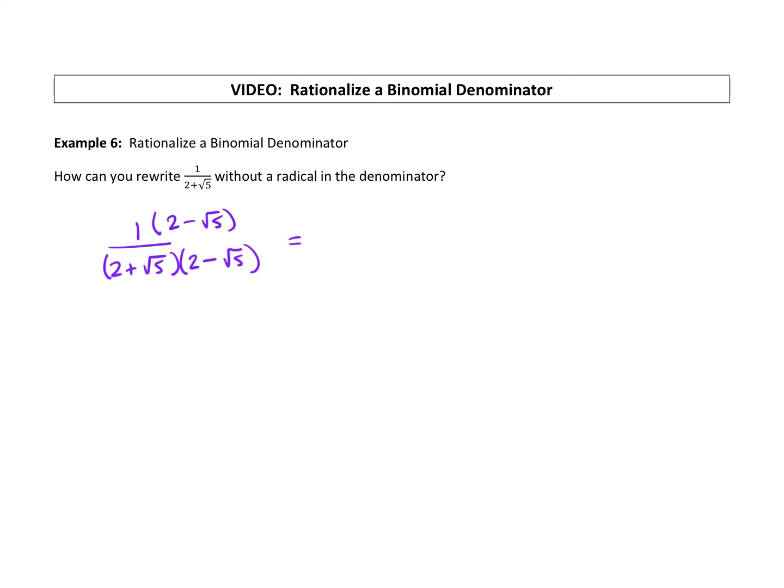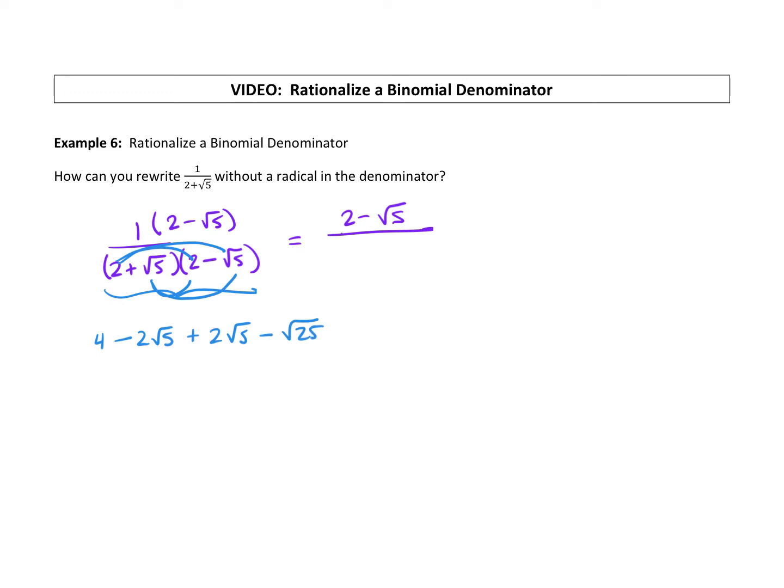Okay, so the numerator, normally we would just distribute, which we can, but really 1 times 2 minus root 5 is 2 minus root 5. The denominator, we are going to multiply this one out. We've got 2 times 2 is 4. 2 times a negative root 5 is negative 2 root 5. Root 5 times a positive 2 is a positive 2 root 5. And positive root 5 times negative root 5 is a negative square root of 25.